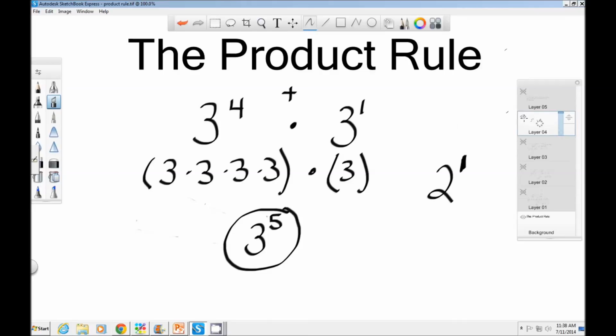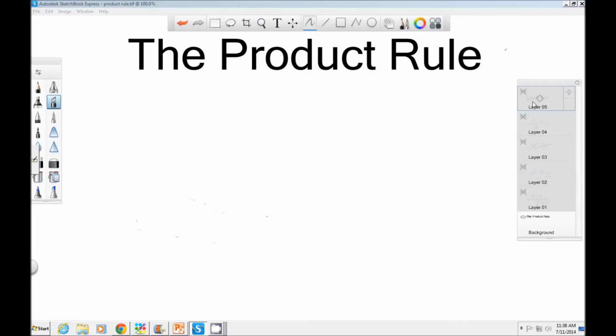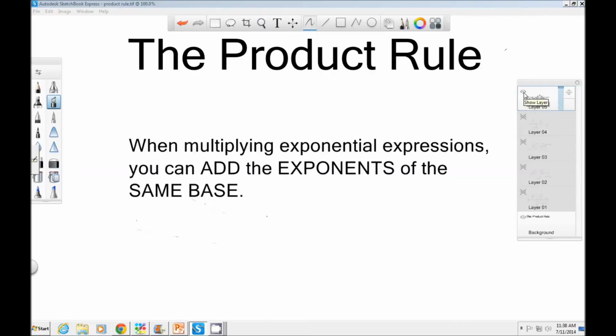So what is our rule here? The product rule basically says when multiplying exponential expressions, you can add the exponents of the same base. If your bases are the same, you can add your exponents together. In our next slides, we'll do a few sample problems and an entry slip for tomorrow to see how you handled this.